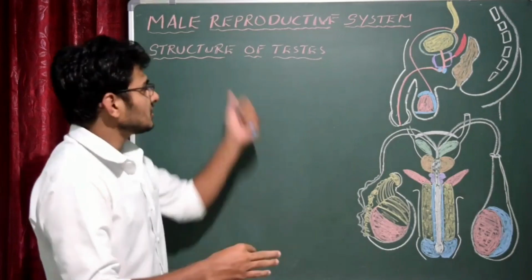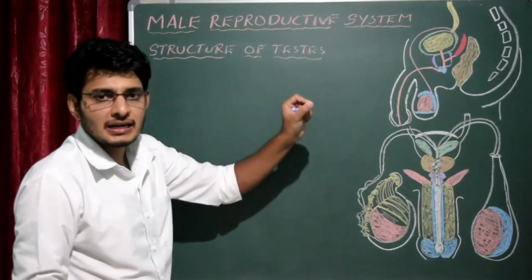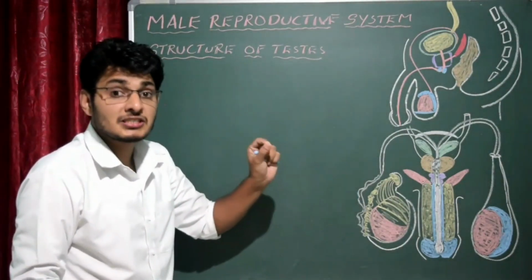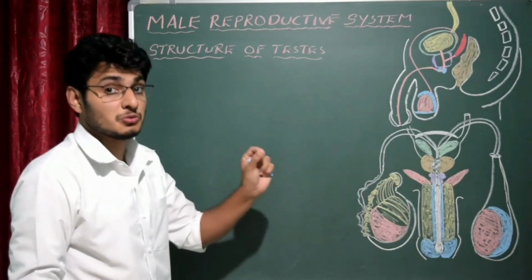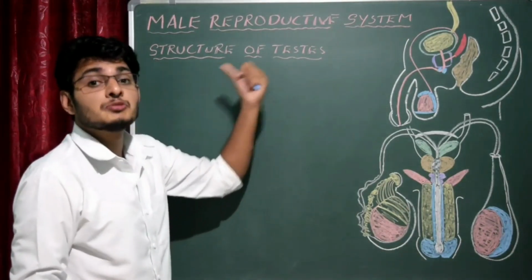Now let us learn the structure of the testis. As I said, male consists of a pair of testes. Testes are the primary sex organ. Remember this, very important, because this is the site where sperms are produced.